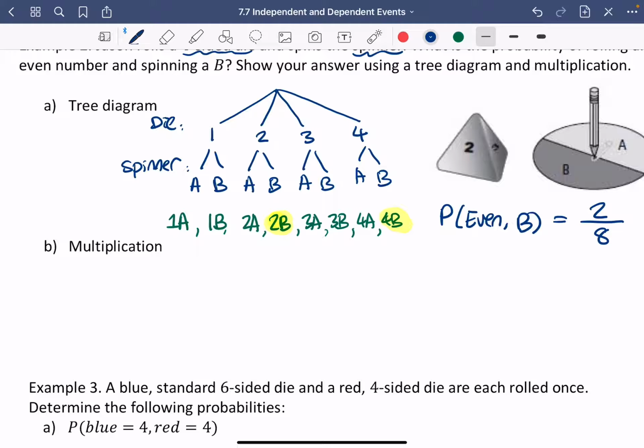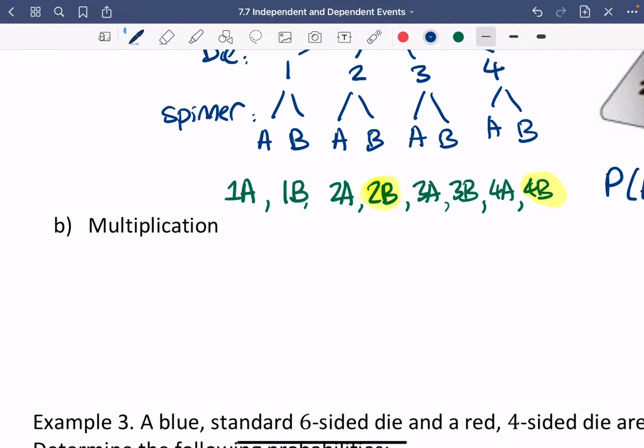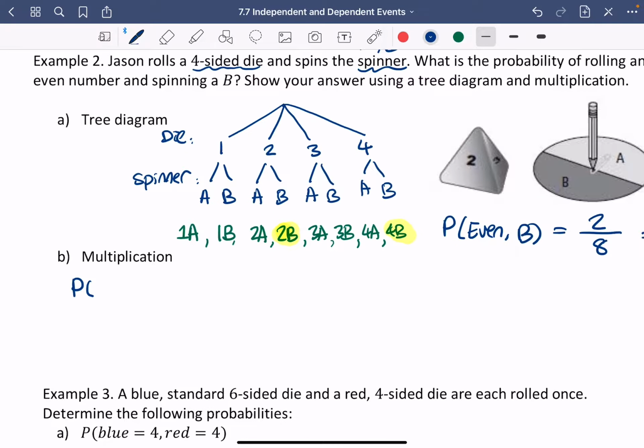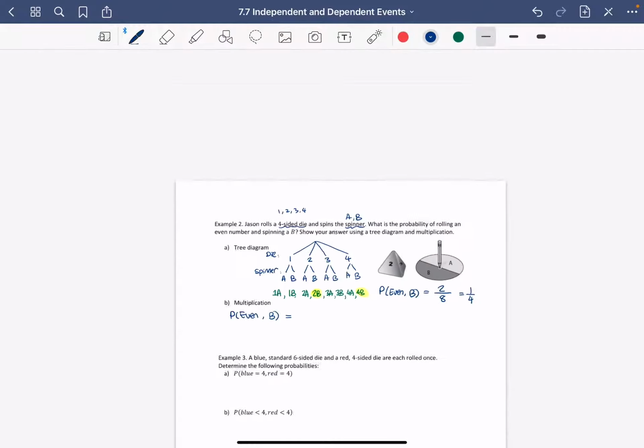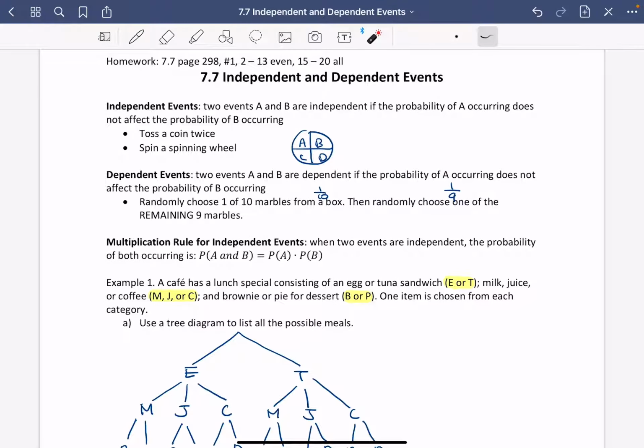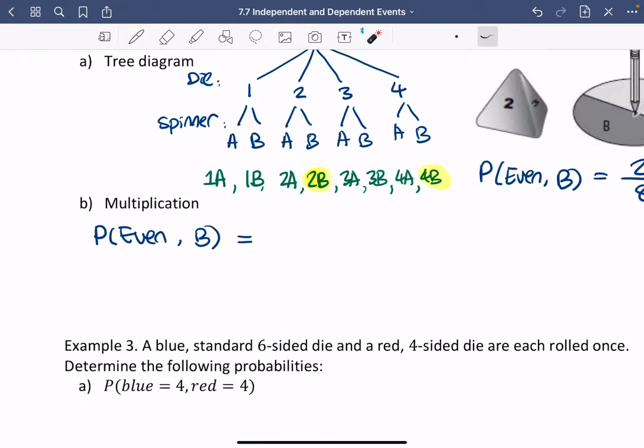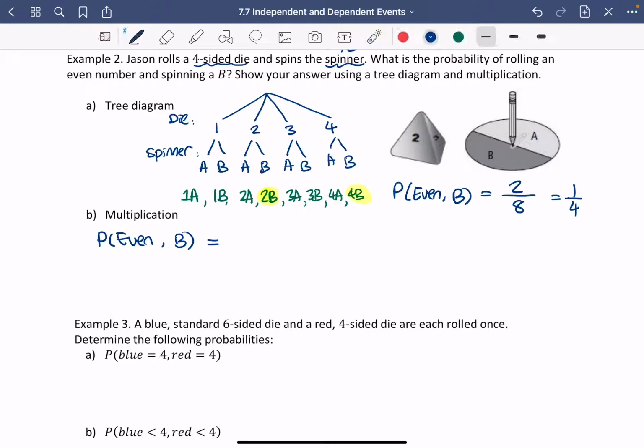Now we can also use the multiplication method. So I want to find the probability of getting an even number and a B. So this is the same as, did I tell you this? To find the probability of 2 independent events, it's equal to the probability of the first event times the probability of the second event. So the probability of even and B will be equal to the probability of even times the probability of getting a B.